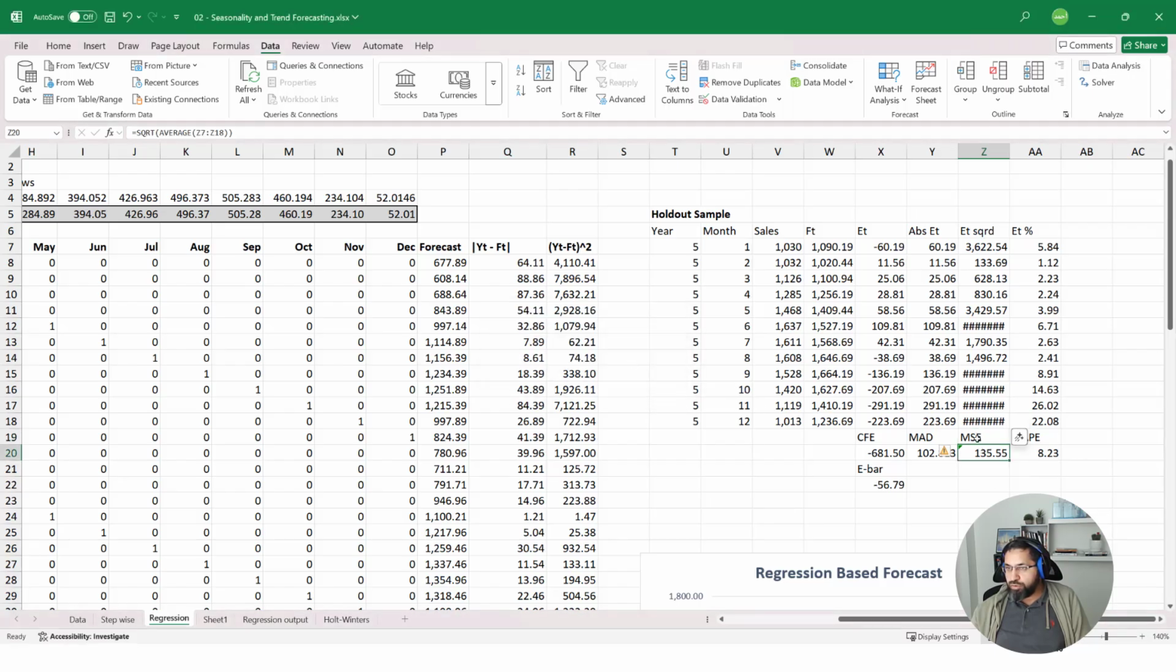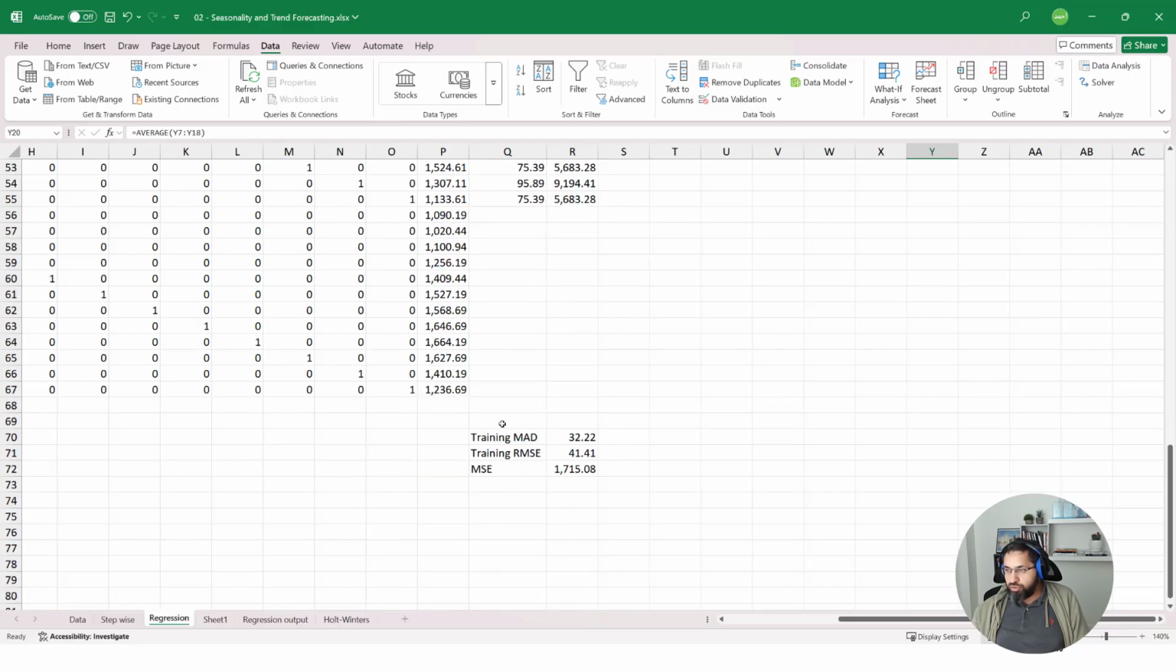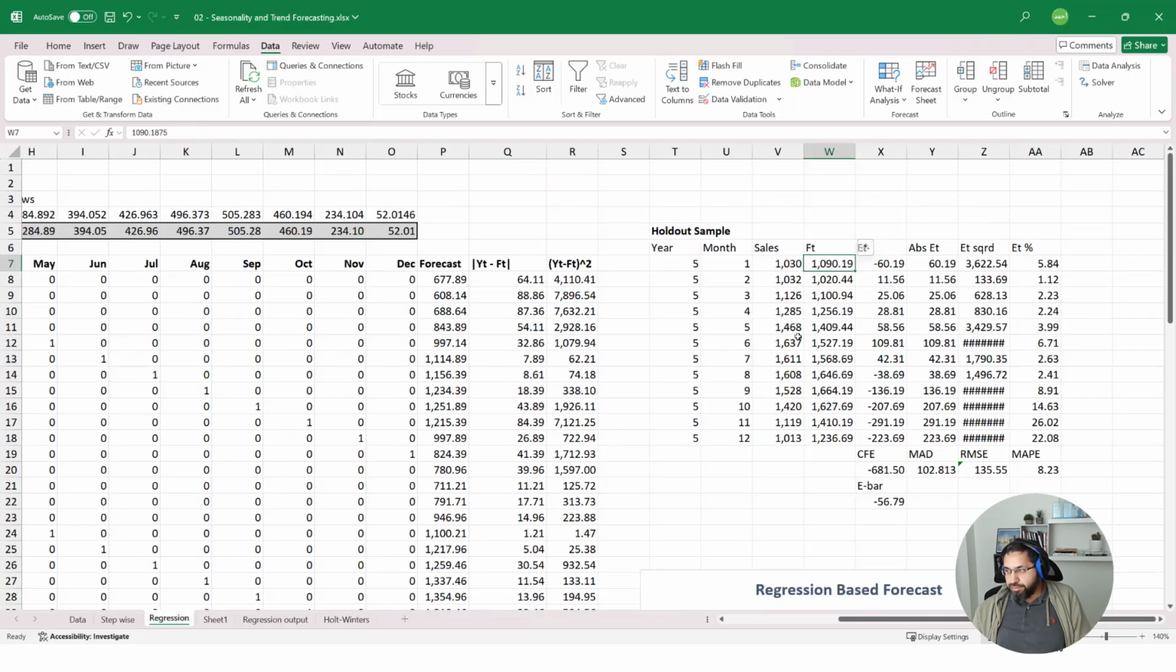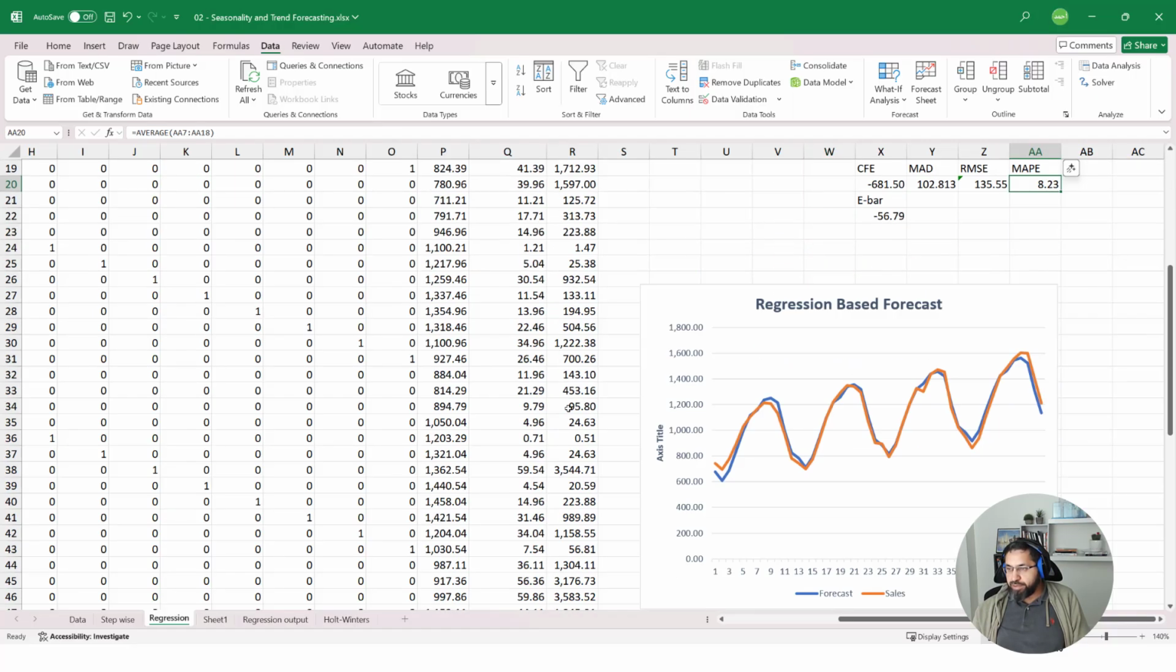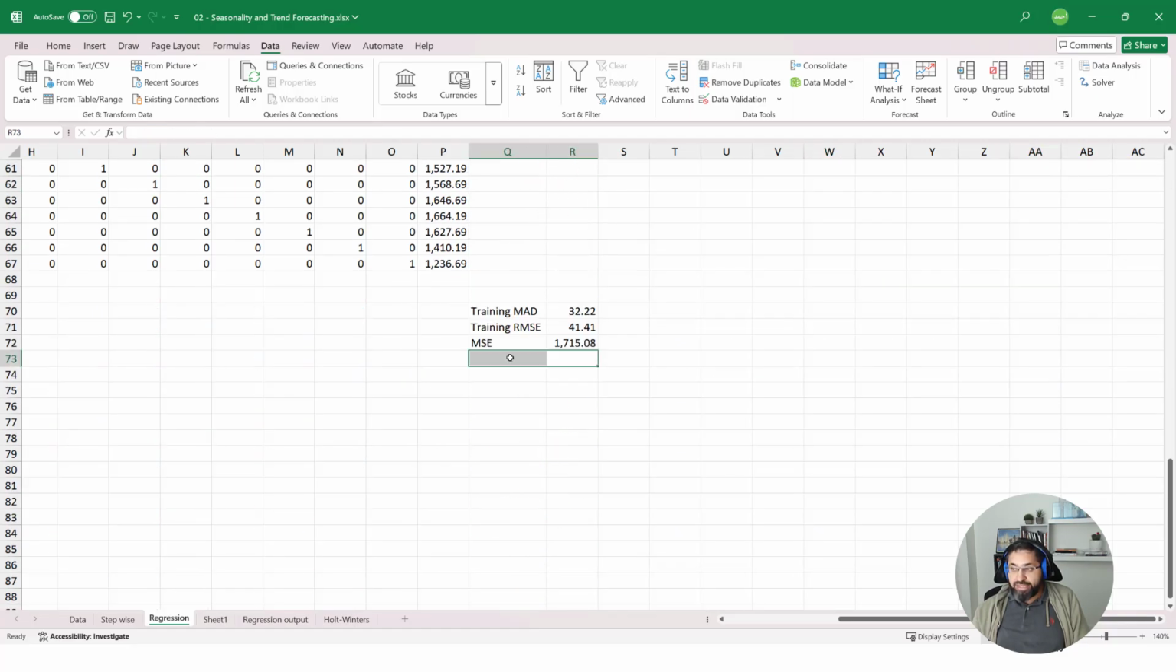and the root mean squared value, okay, which is the square root of the MSE, or you can just square this to get the MSE value. And you can see that the MAD of 102 is much larger than the MAD of 32 here. MAPE here is 8%. MAPE here is going to be less than 8%.